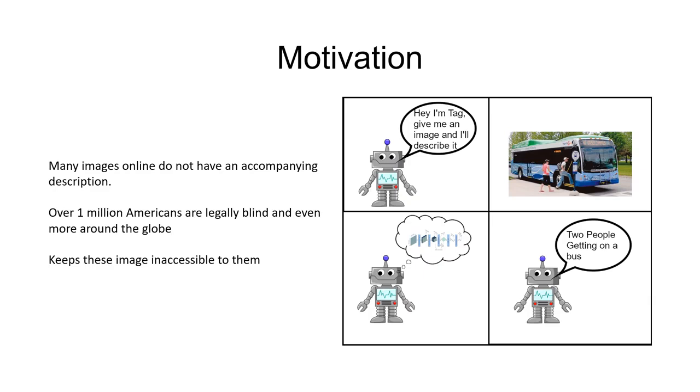So let's get into it. Today the internet is more important and widespread than ever before, yet many websites contain images lacking accompanying descriptions, making them inaccessible to the over 1 million legally blind Americans. Motivated by this problem and an interest in deep learning, I investigated deep learning and neural networks in order to design a deep neural network architecture capable of automatically captioning images.